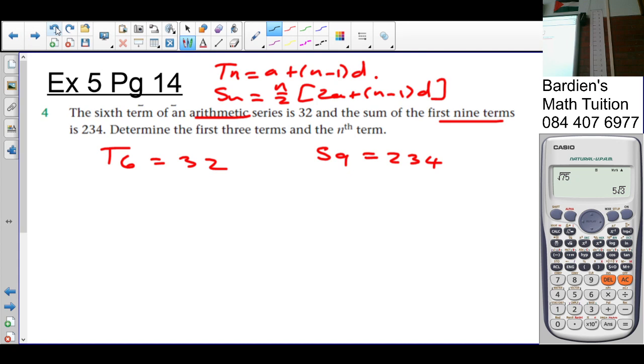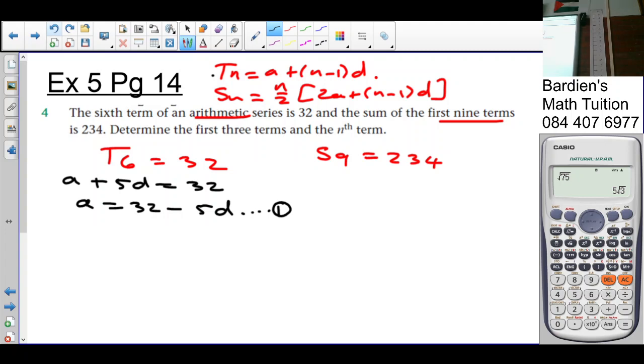Alright. So T6 would be what? In terms of the general formula, A plus 5D is equal to 32. So A is equal to 32 minus 5D. In this equation, why am I going to simultaneous equations? 2 unknowns. Can you see that, people?